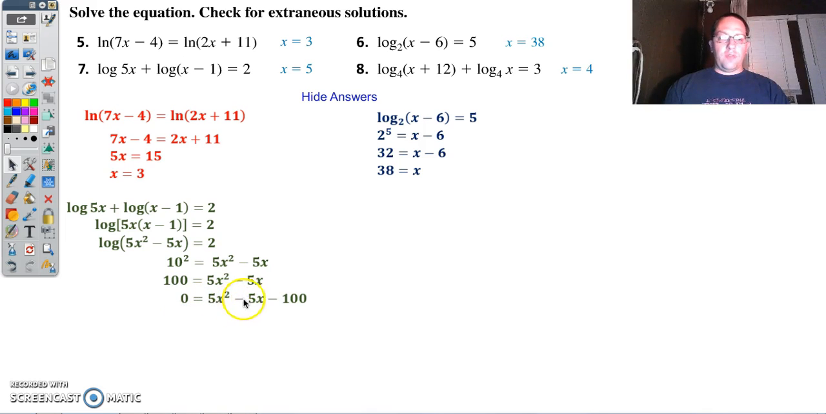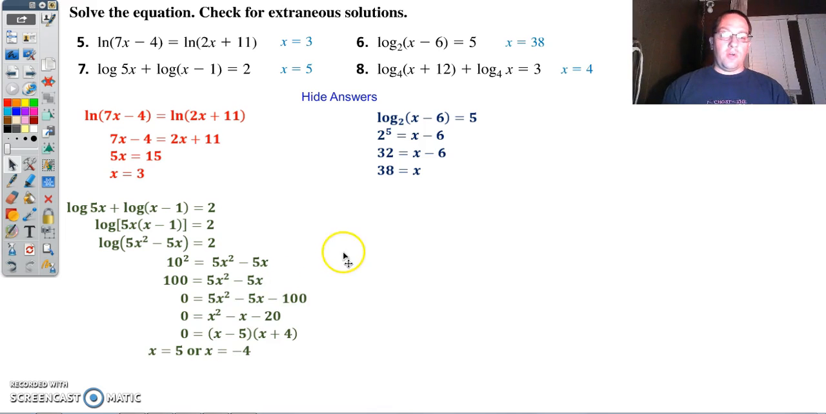Now we're going to factor it. We can factor a 5 out of that, so divide both sides by 5. And now we're going to factor that, which gives us x minus 5 times x plus 4. And by the zero product property, this means our solutions are x equals 5 or x equals negative 4. We've got two solutions. Odds are one of these is not going to work.